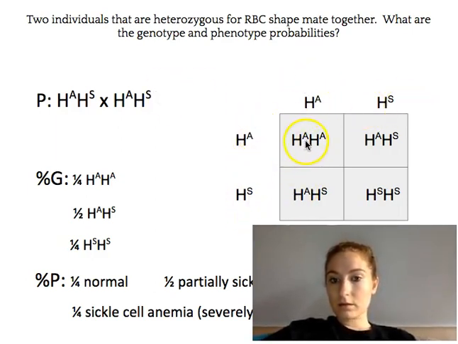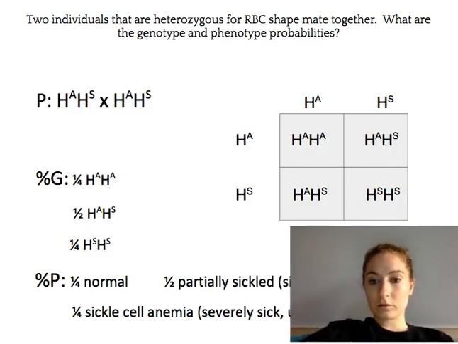You would get an A and an S, A and an S. So you just cross them the same way. You just bring down the A and the S superscript, and bring it down just like that. So you would get 1/4 with 2 capital A's. You would get 1/2 with an A and an S, and 1/4 with an S and an S. So you would only have 1/4 normal. You would have 1/2 showing both, and you would also have 1/4 severely sick with sickle cell anemia.